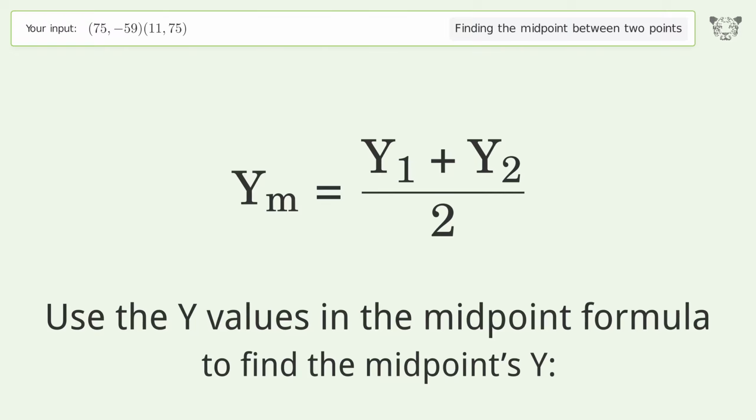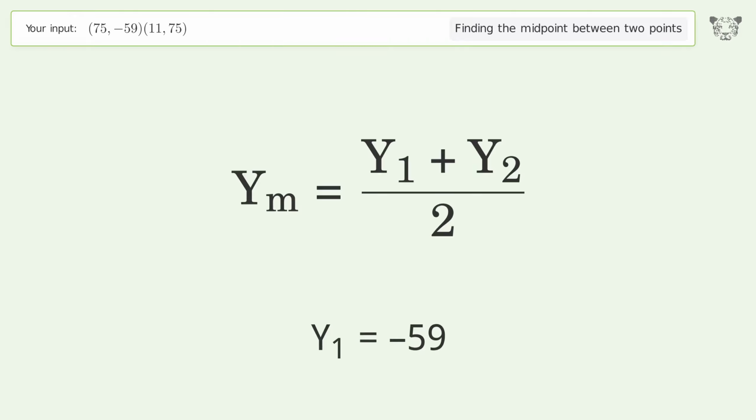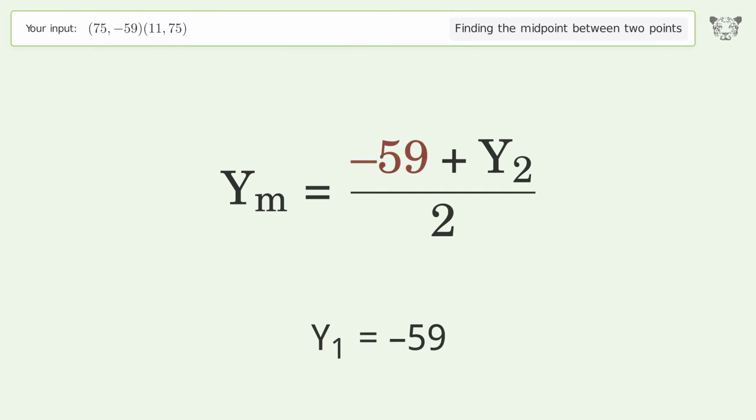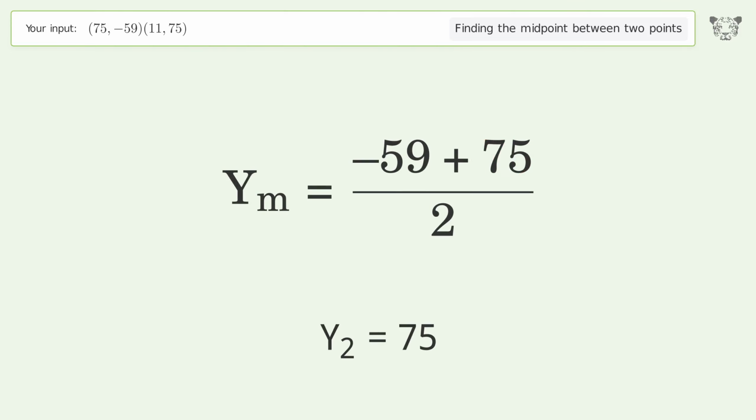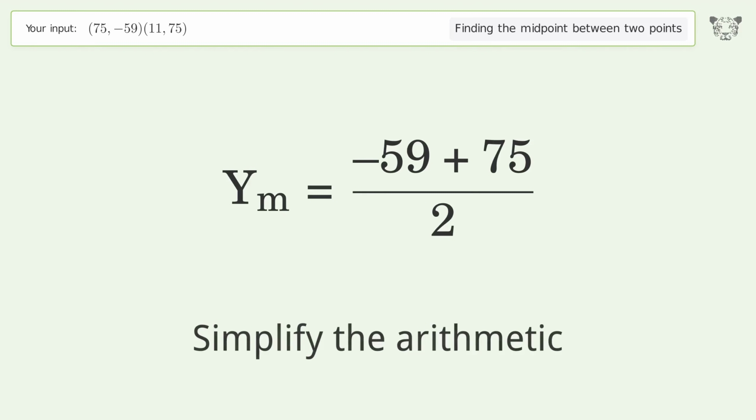Use the y values in the midpoint formula to find the midpoint's y. y1 equals negative 59. y2 equals 75. Simplify the arithmetic.